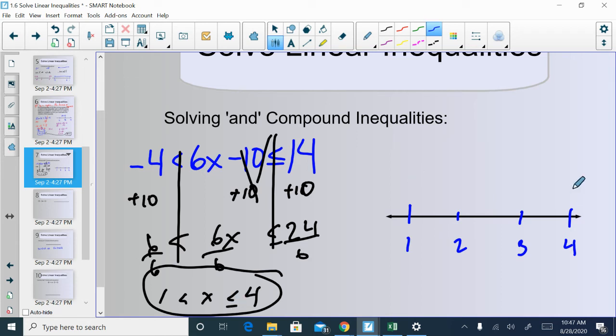X is less than or equal to 4. That's a filled in circle going that direction. X is greater than 1. If we read this from x's perspective, that's an open circle going this direction. I can just connect them with a single line, and I've graphed it.